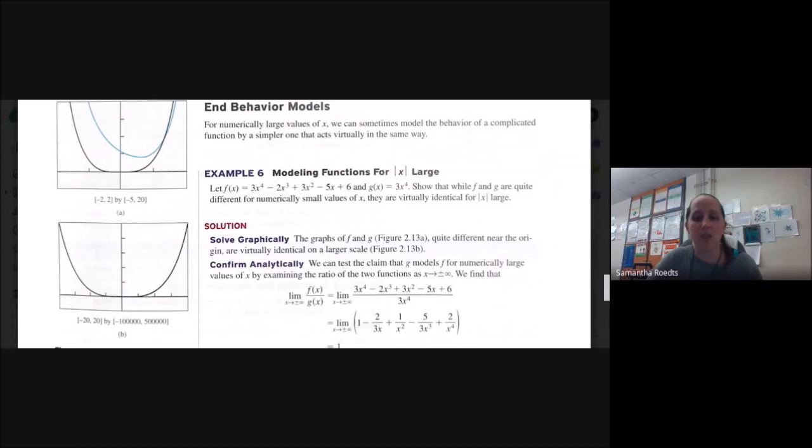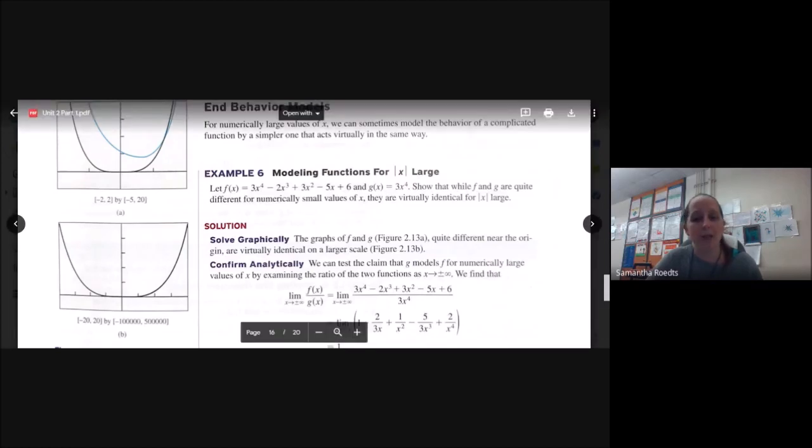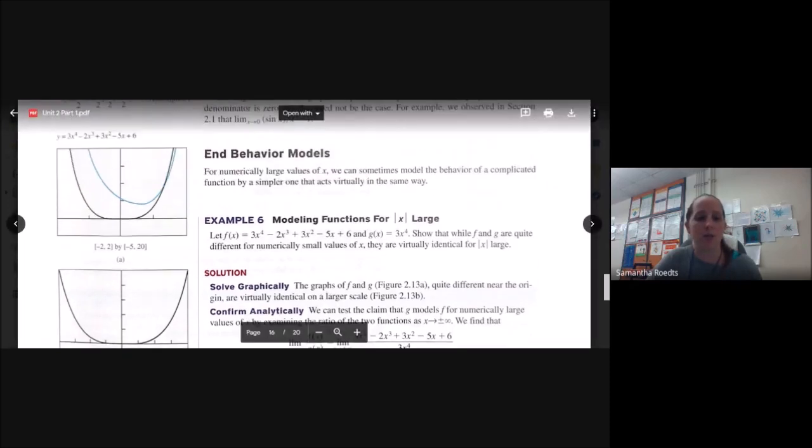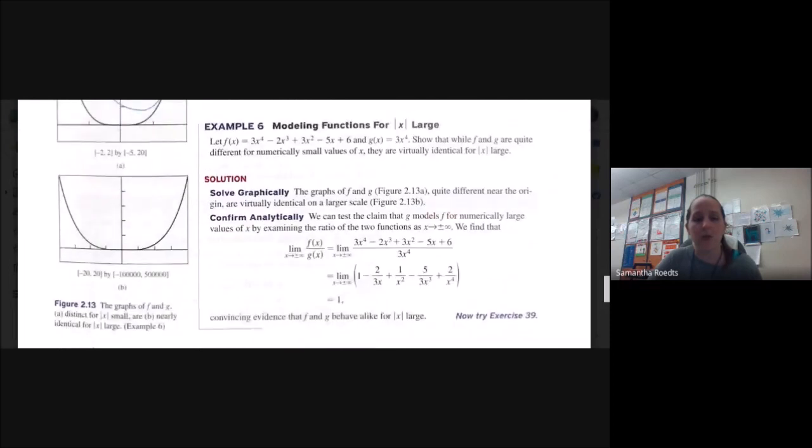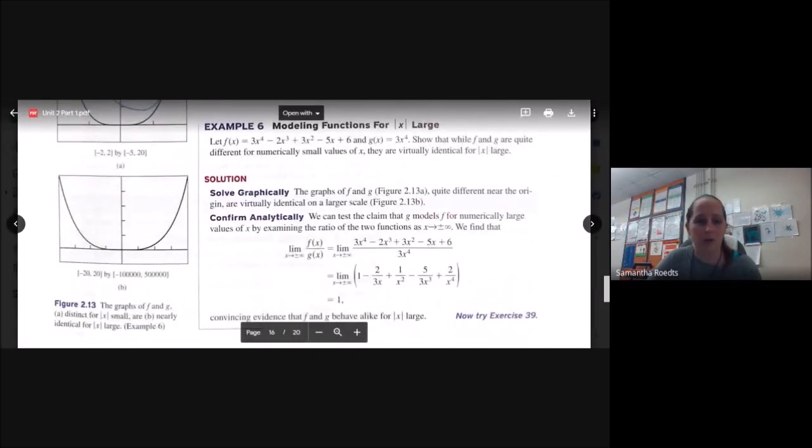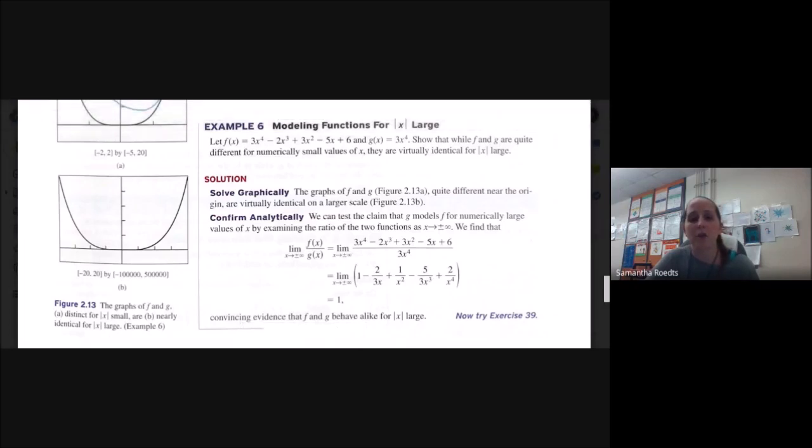The graphs of f and g are quite different near the origin, but they're virtually identical on a larger scale. So here's the close-up version. You can see the blue is f of x, and the black line is my g of x. But if I scale out, so this is negative 20 to 20 by negative 100,000 to 500,000, they look almost exactly the same. So I can confirm analytically, basically algebraically, that this actually works.